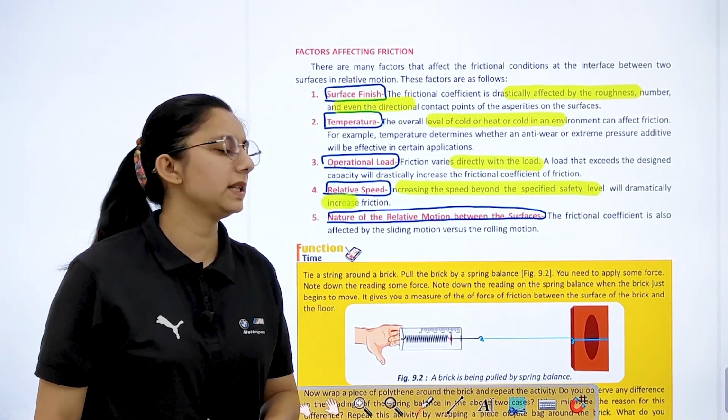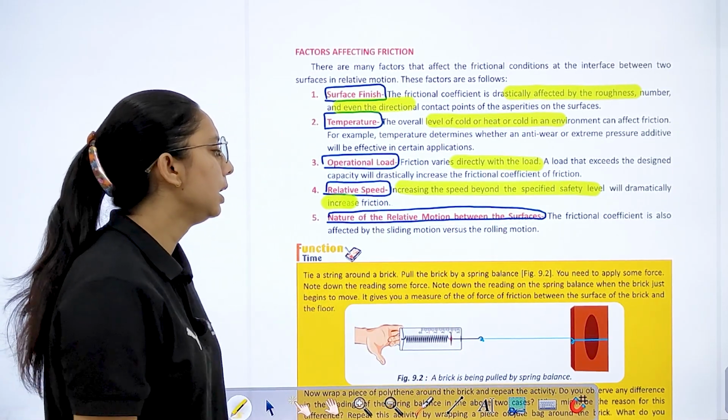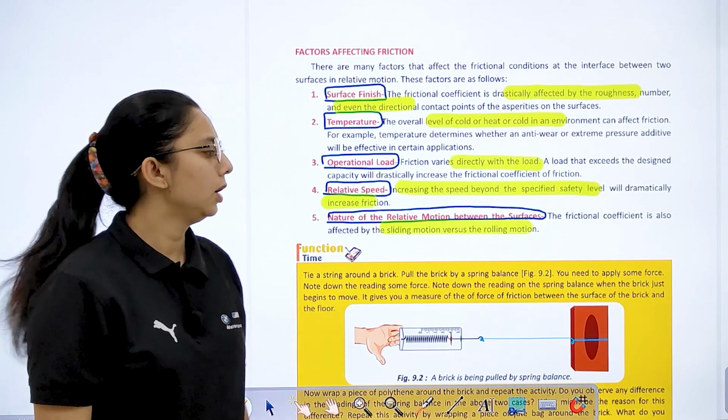Nature of relative motion between surfaces. What does the frictional coefficient depend on? Sliding motion, right? And which is also known as rolling motion.